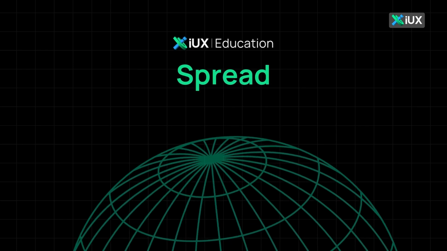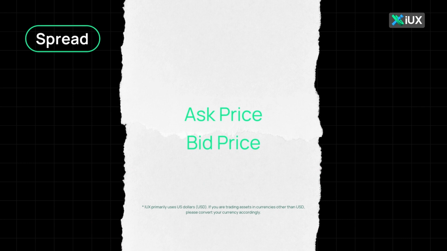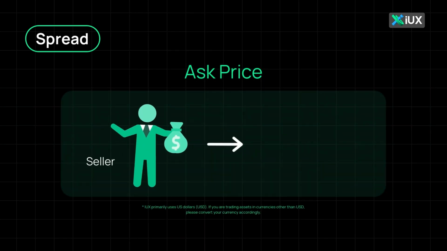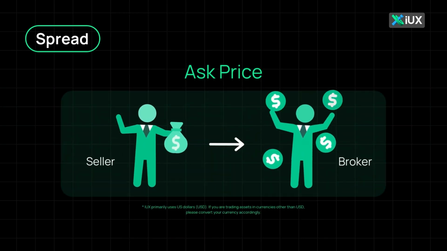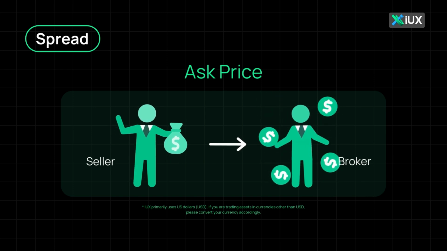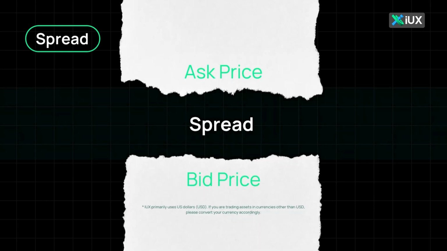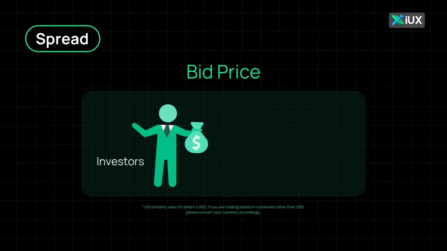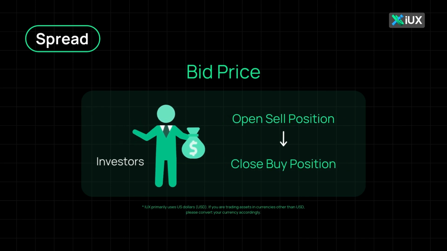1. Spread. What is spread? A spread is the gap or difference between the ask price and the bid price. The ask price is the price at which the seller offers to sell the asset to the broker. The seller will receive the ask price when opening a buy position and when closing a sell position. The bid price is the price the buyer is willing to pay to the broker for the asset. The buyer will receive the bid price when opening a sell position and when closing a buy position.